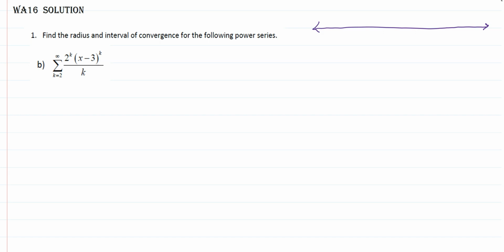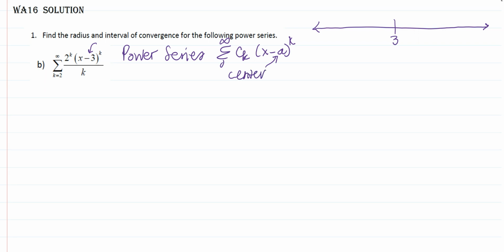Okay, so here we have (x minus a) to the k power. That's the power part of the series, right? So x minus 3, we have a center at 3, because a power series is of the form c sub k, some coefficient, multiplied by (x minus a) to the k power. And the a is where the center is, okay? And so looking at this here, we would say 3 is the center.